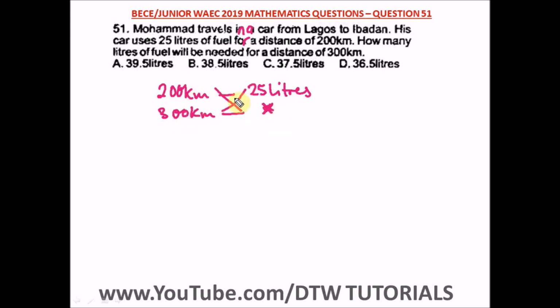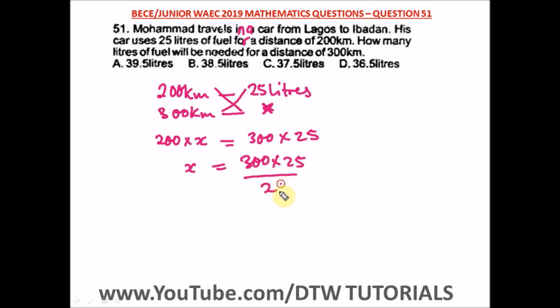So we have X times this times this. So we have 200 times X is equal to 300 times 25. So to get X alone, it is equal to 300 times 25 divided by 200, where this 0 will cancel out this 0. Can 2 go into anything here? No, it can't. 3 times 25 will give us 75 over 2. So let's divide.